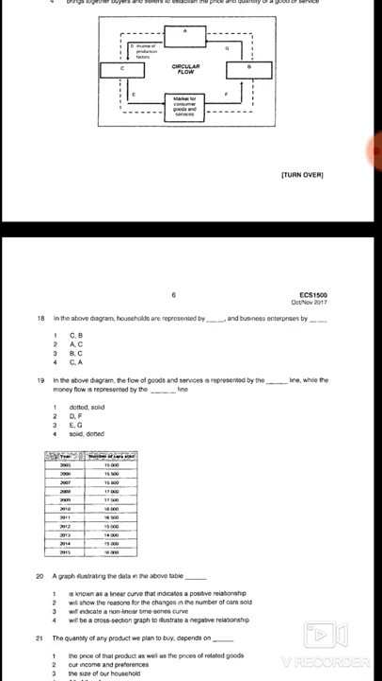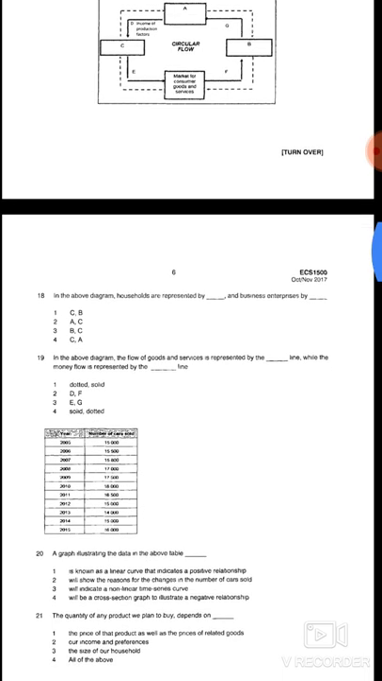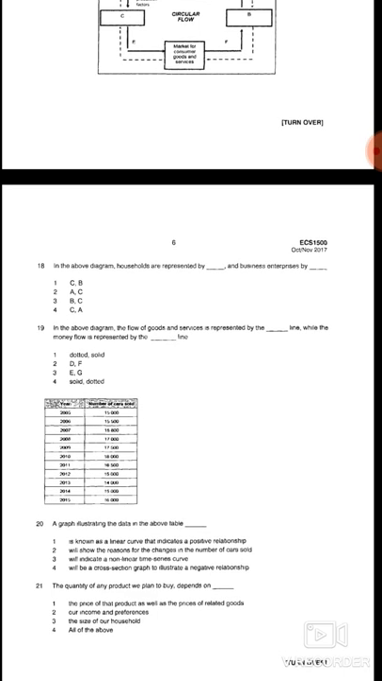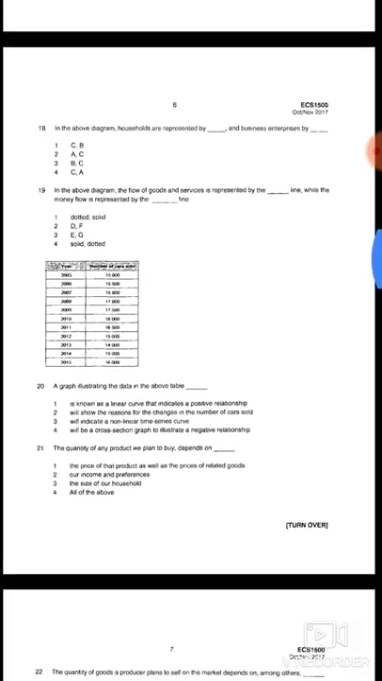So question number 18, in the above diagram, households are represented by, so households is point number C, and then business is point number B. So it's going to be option number 1. Okay, in the above diagram, the flow of goods and services is represented by the dotted line. Okay, the dotted line is for goods and services, and then the solid line is for money flow.